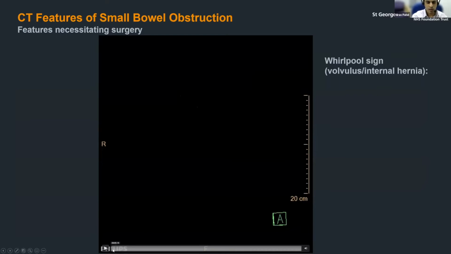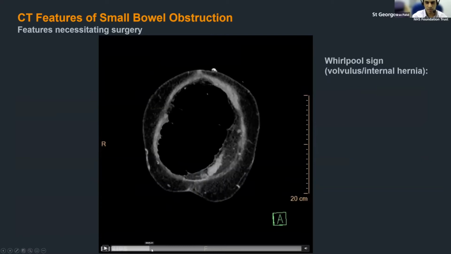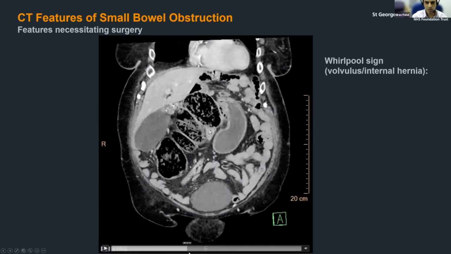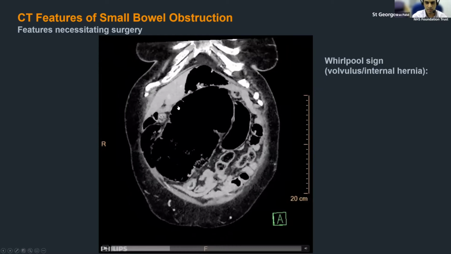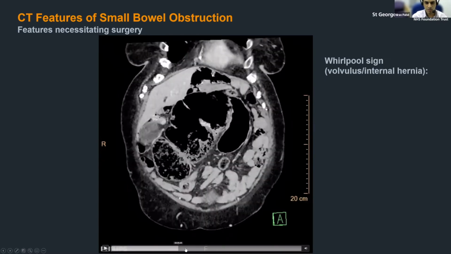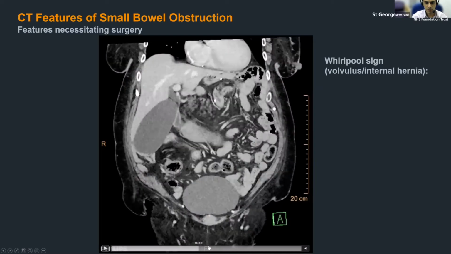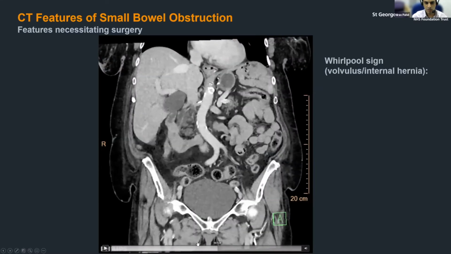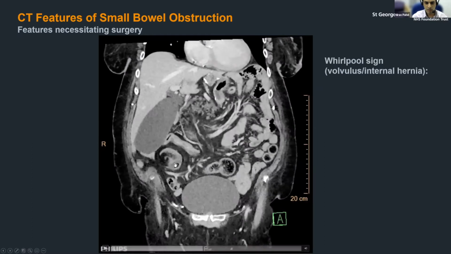Another feature that you might see is a whirlpool sign. This is just an example of a patient with a cecal volvulus. You can see this patient has a distended cecum here. And if you concentrate in the right iliac fossa, you'll see that the vessels and the bowel loops there are swirling around each other. You can just see that appearance here, this twisted motion, and the vessels do the same.